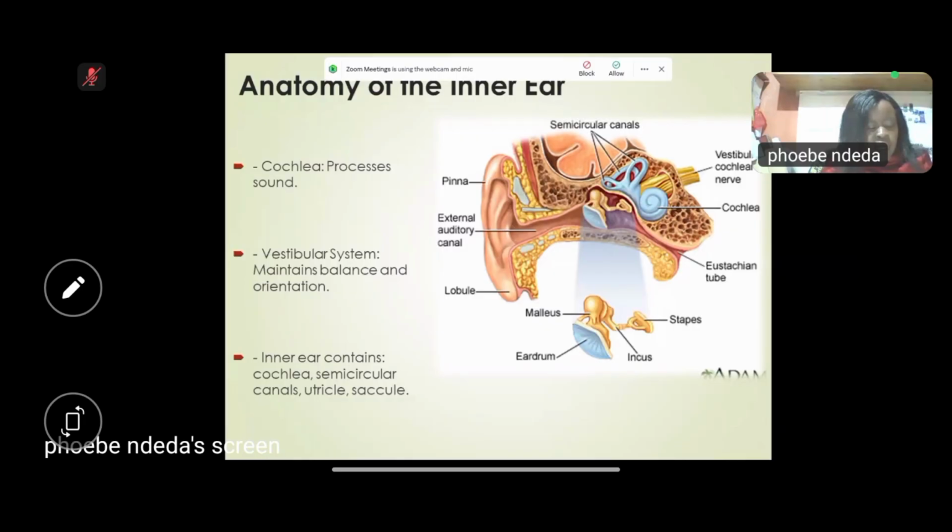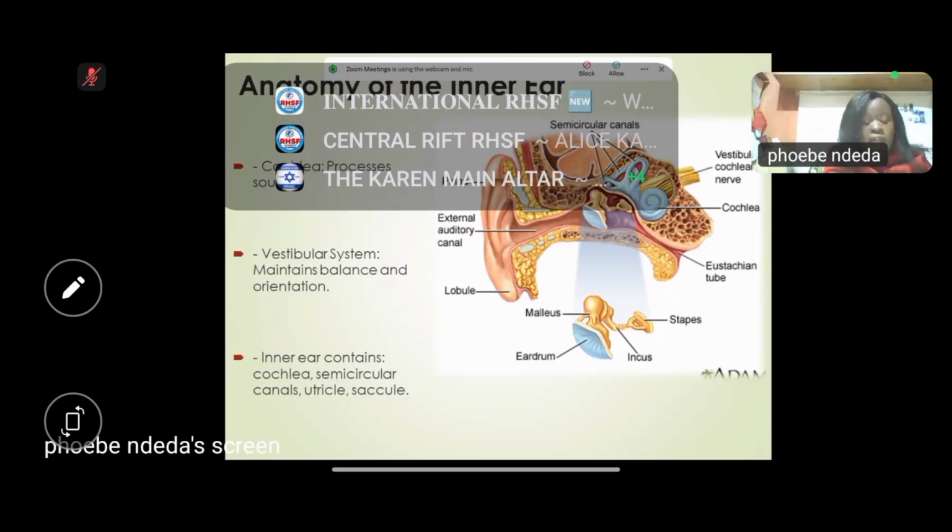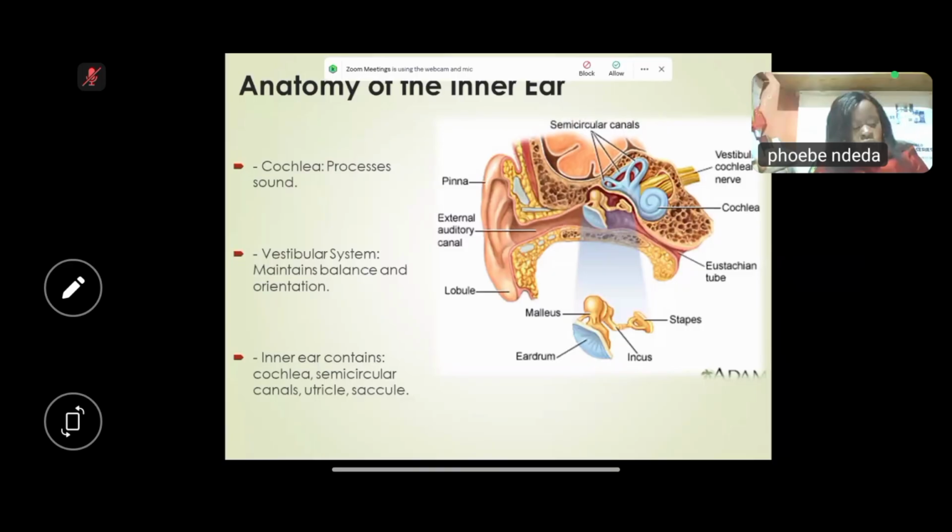So this pinna, its other name is the auricle. Its function is to gather and funnel sound waves into the ear canal, acting like a reverse megaphone. It also selectively filters sound to help your brain pinpoint where noise is coming from. So today, a Thursday, on this side of the world, you hear a lot of noises, because there are a lot of funerals here. You can hear a sound here, and if your pinna is not working well, you think maybe the sound is coming from the other side.